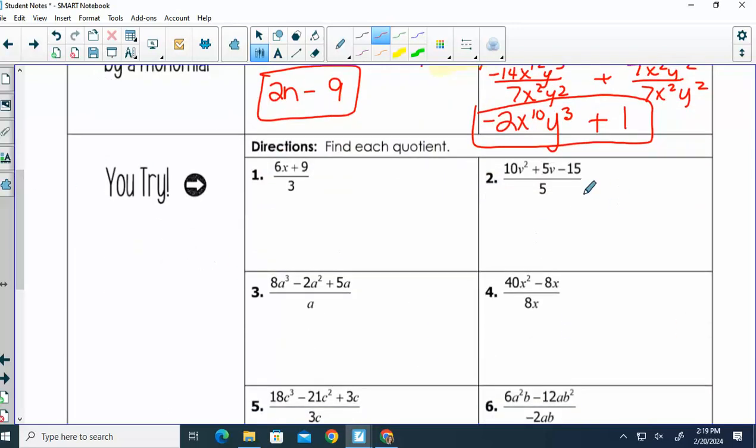All right, let's go to number 2. We'll do evens. So if I divide these, how many terms will I have in my final answer? 3. We have 3 right here. We'll have 3 in the answer. So 10v squared divided by 5 is 2v, plus 5v divided by 5 is 1v. And the 1 is optional. You can write it or not. Minus 15 divided by 5 is 3.